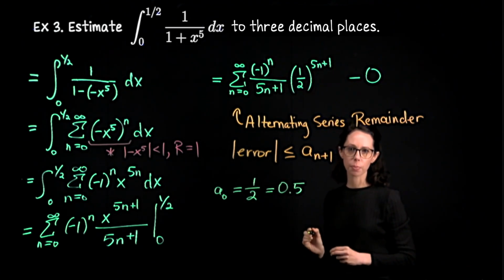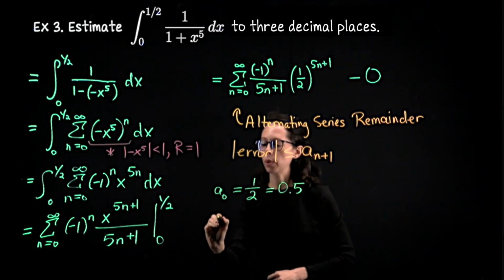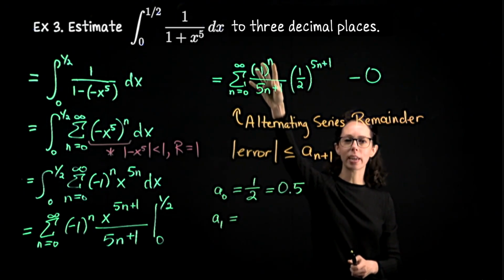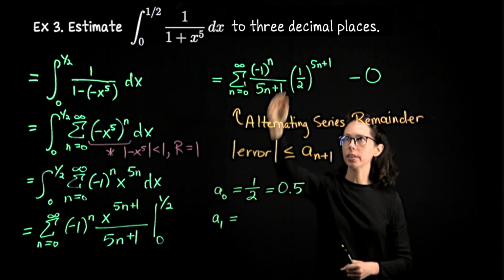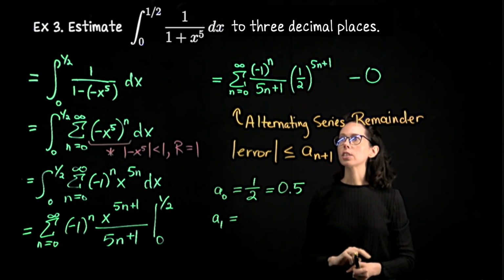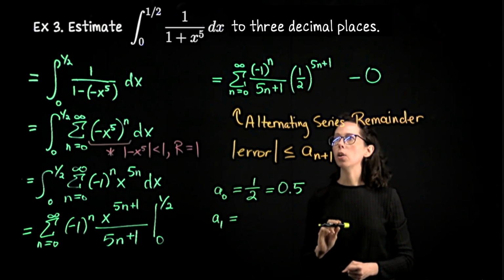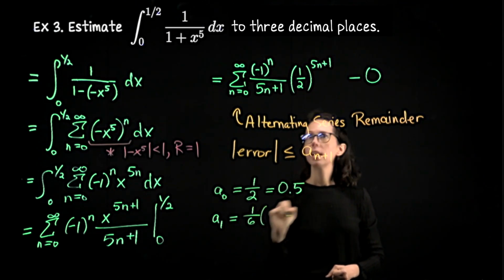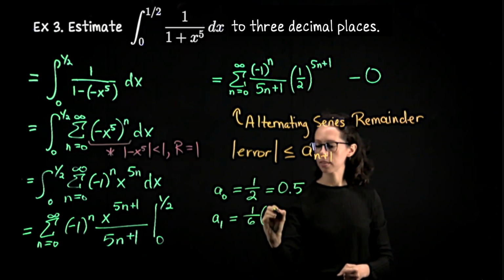The next term that we would add to this happens when n equals 1. So for that, actually, I shouldn't be using the negative 1. That's the alternating part of the alternating series. We're really looking at everything else for these terms here. So the next term would be 1 over 6 times 1/2 to the 6th.